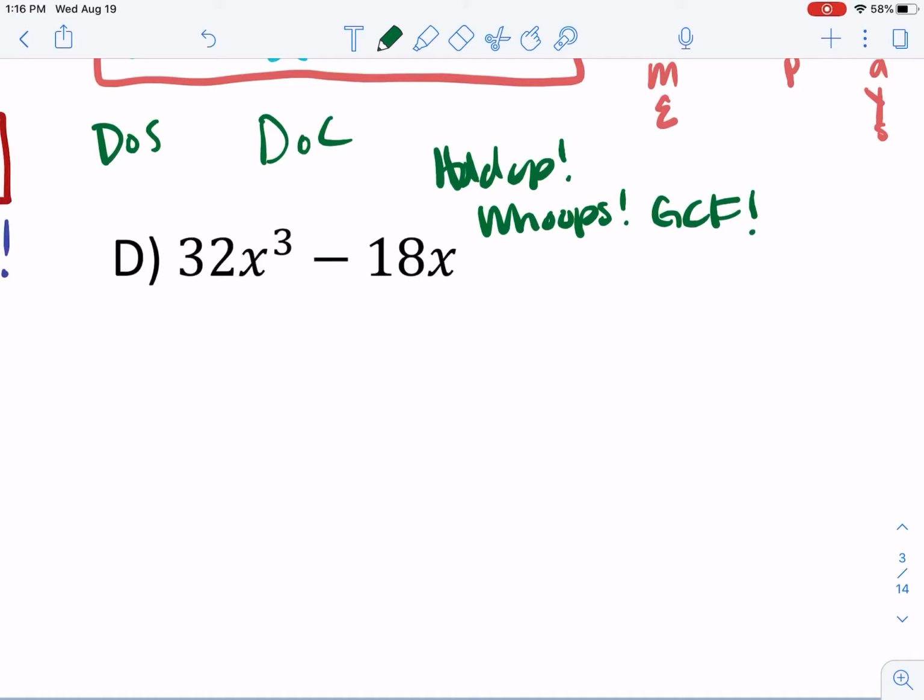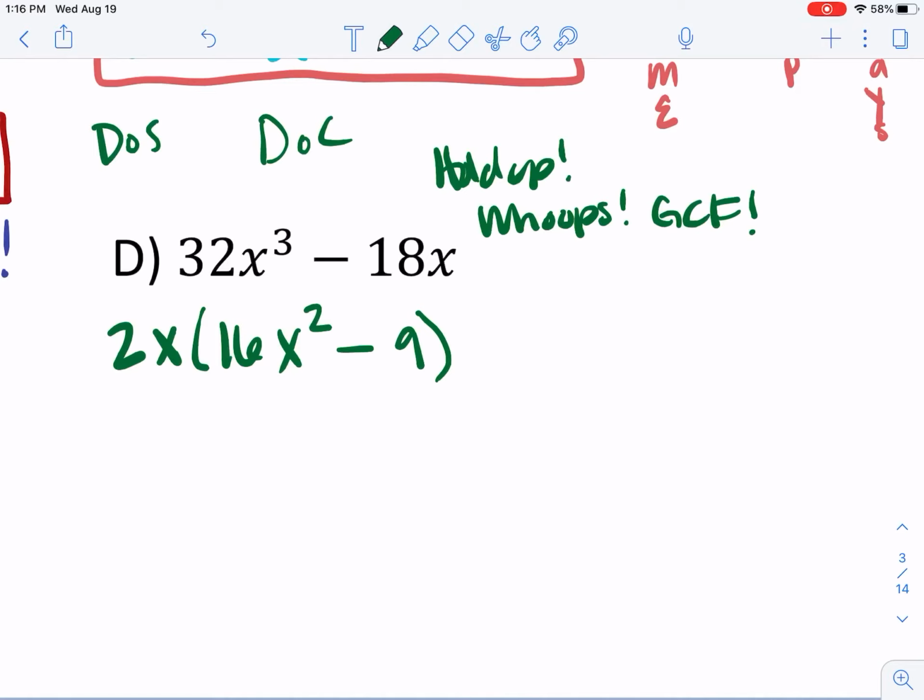We forgot about our GCF. And the GCF is that greatest common factor. So when you're having a hard time factoring, you're like, what do I do? Go look at that GCF. And so I see they're both divisible by 2. And also they both have at least one x. So I'm going to take those out. So 32 divided by 2 is 16. I had 3 x's, I got rid of 1, so I now have 2. 18 divided by 2 is 9, and I took that x out.